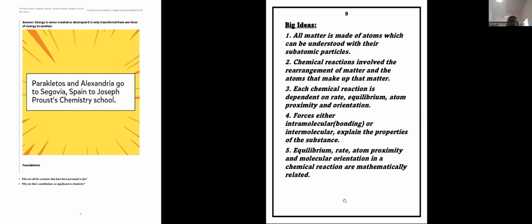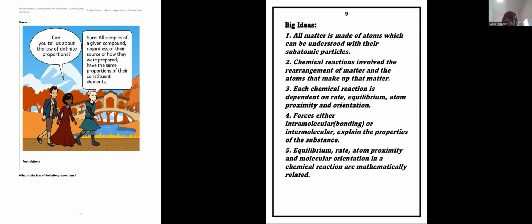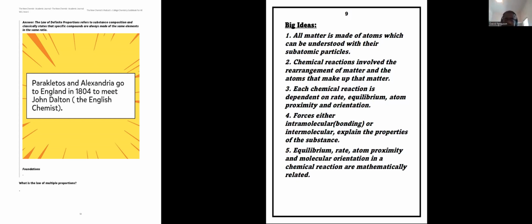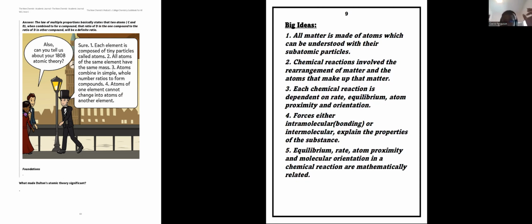Okay, so let's continue. Big ideas. All matter is made of atoms, which can be understood with their subatomic particles. Chemical reactions involve the rearrangement of matter and the atoms that make up that matter. Each chemical reaction is dependent on rate, equilibrium, atom proximity, and orientation. These are big ideas. These are the tenets, the principles, the main ideas we want to know and understand well this semester and next semester.